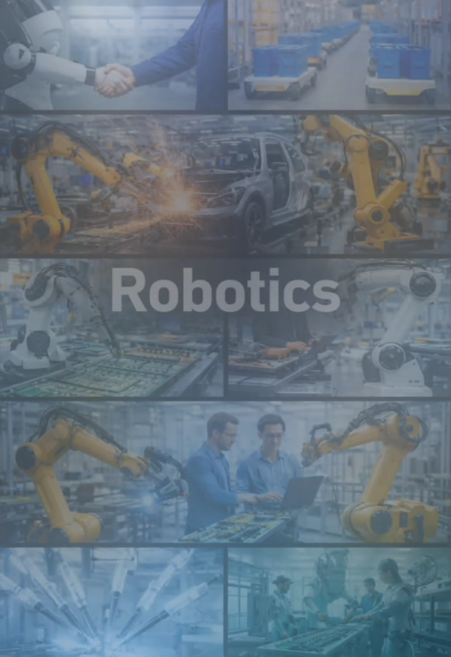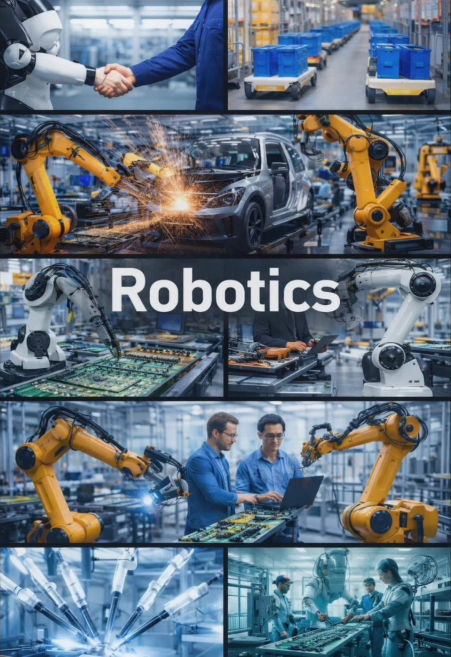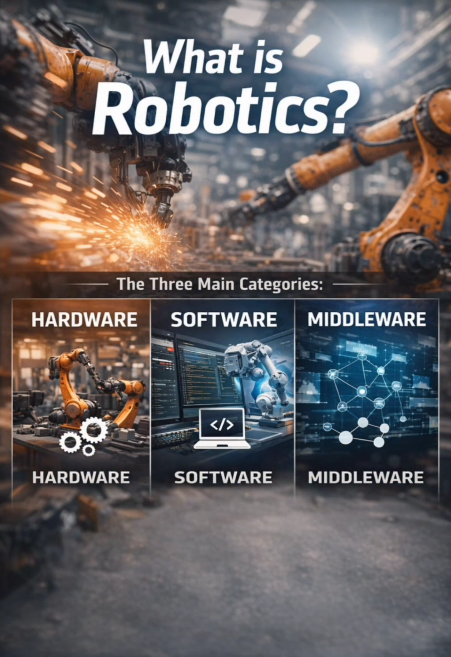Robotics is the interdisciplinary field of science and engineering focused on the design, construction, operation, and use of robots. Robots are automated machines that can perform tasks typically done by humans, often in environments or under conditions that are dangerous, repetitive, or highly precise. In robotics, the system is typically composed of hardware, middleware, and software components, each serving distinct but interdependent roles.